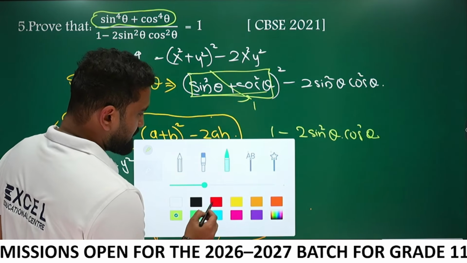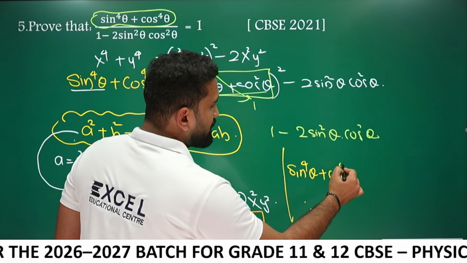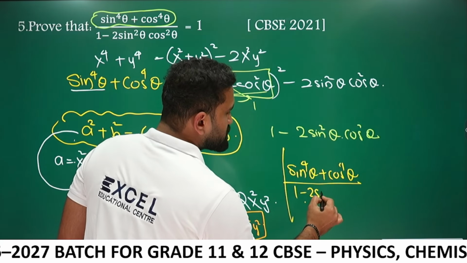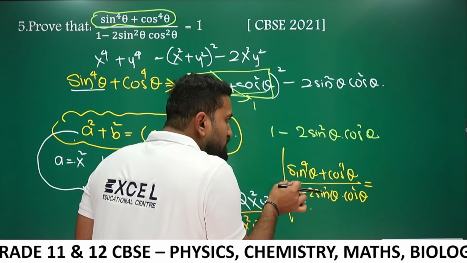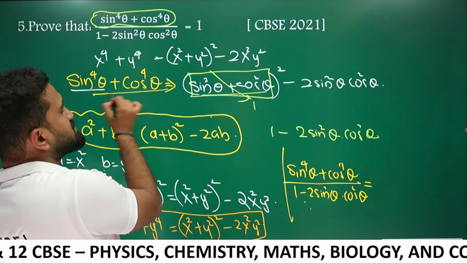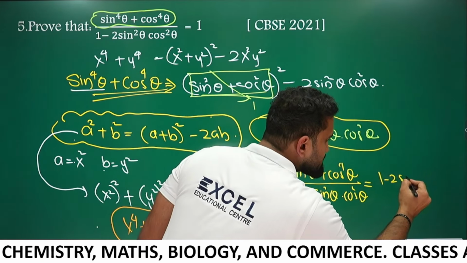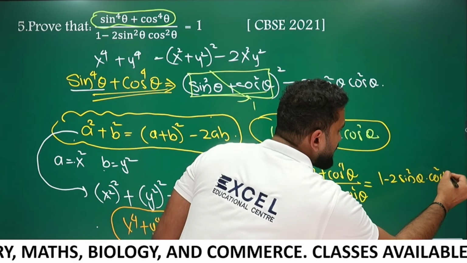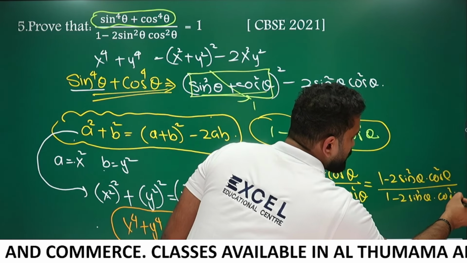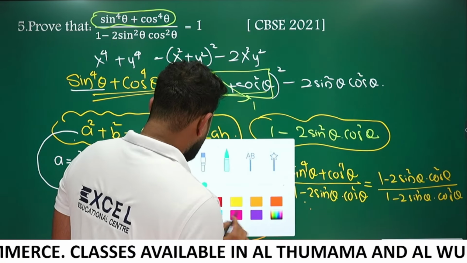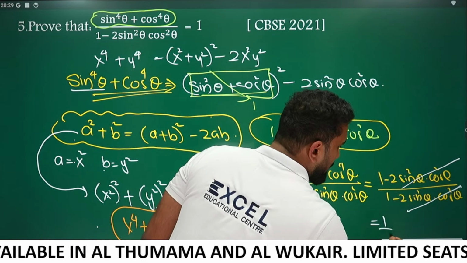I will say that therefore, sine raised to 4 theta plus cos raised to 4 theta divided by 1 minus 2 sine square theta into cos square theta is equal to, see, this value is equal to what? The value of this numerator is equal to this guy. Okay, let me apply this term over here, so that 1 minus 2 sine square theta cos square theta divided by denominator 1 minus 2 sine square theta cos square theta, so that I can cancel the terms, and the answer is equal to 1.